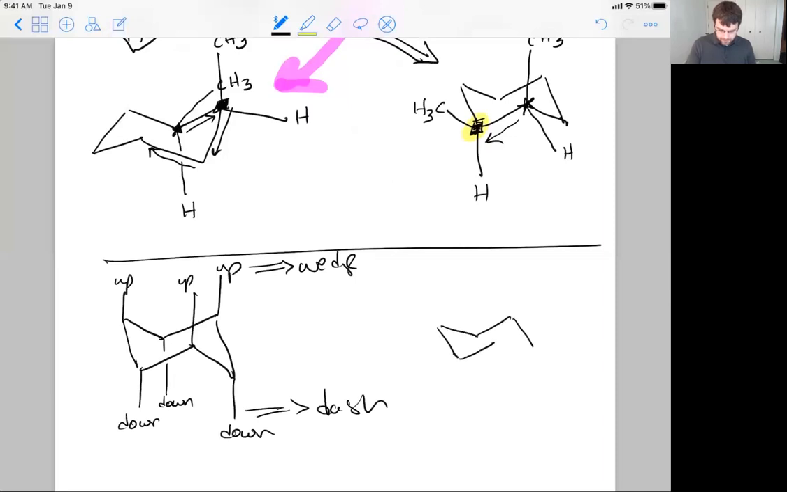Then I won't flip this chair, but I will draw the equatorial positions. When I draw the equatorial positions now, it gets a little bit harder to see whether they're up or down, or wedges and dashes, but it actually alternates, going from up to down to up. Just as in the axial case, we're going to alternate, and we can use the axial positions as our guide. So we're going to start here and write D for down, U for up.